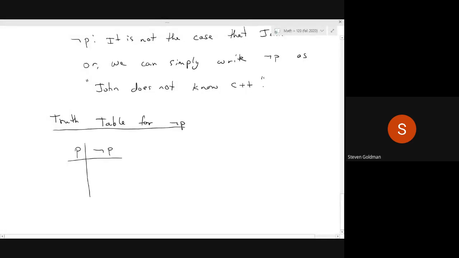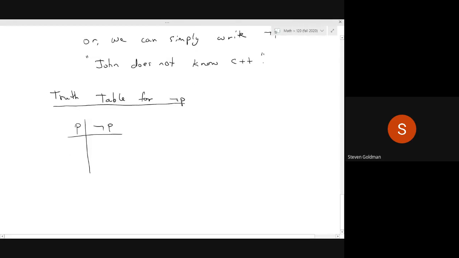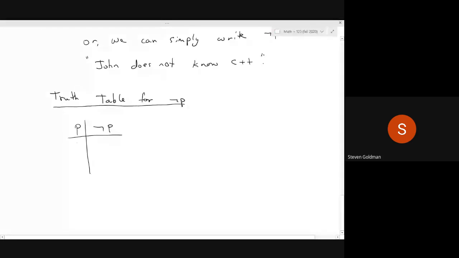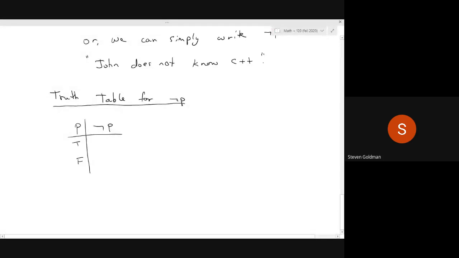Whenever I write a truth table, I always start with whatever my proposition is, P, whatever my variable is, and then afterwards I add the operators to it. So P is some random proposition. It has two possible truth values. It's either true or it's false. Okay, so I wrote down those two possibilities under P.